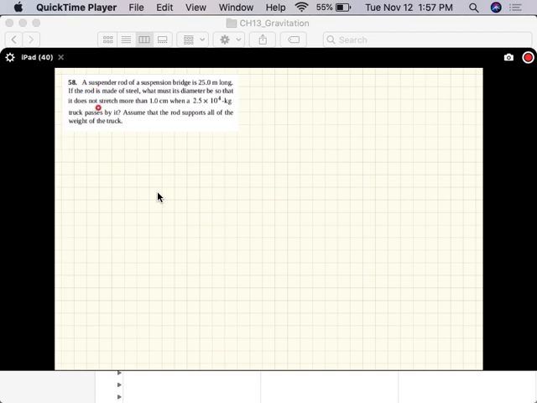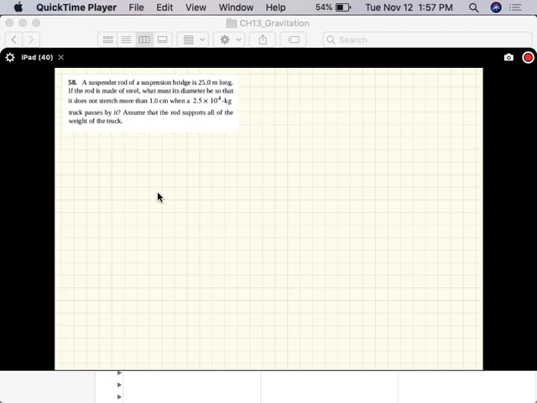All right, let's get back to this problem. A suspender rod of a suspension bridge is 25 meters long. If the rod is made of steel, what must its diameter be so that it does not stretch more than 1 centimeter? So this is something you would have to do as a civil engineer. Here's this rod, and you don't want it to stretch more than 1 centimeter.